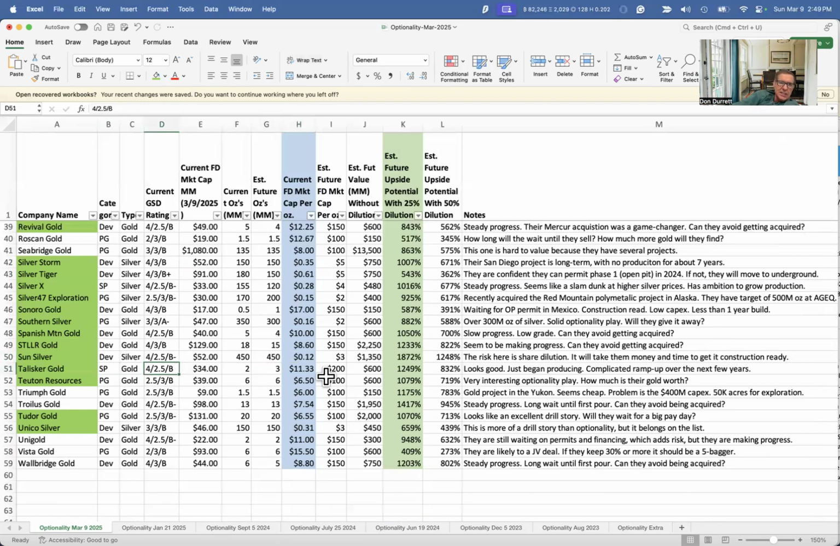We'll see. Talisker, very slow, a small producer in Canada. It's a long-term bet. It's going to take them a while to build up their production. We're looking mainly at a 3-year play. Teuton owns 20% of Tudor, so Tudor and Teuton are basically the same bet. We just don't know when they're going to sell. And then Unico, we have 150 million. This one's kind of under the radar. I like that one a lot.